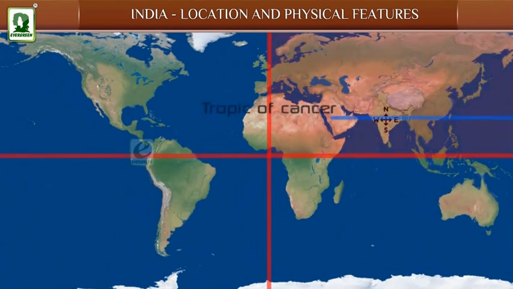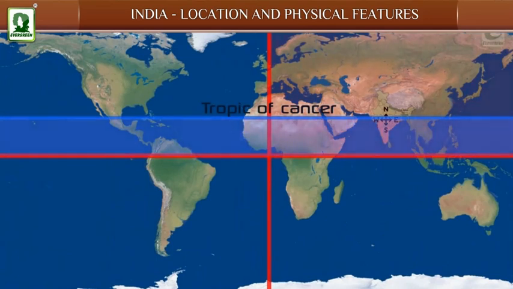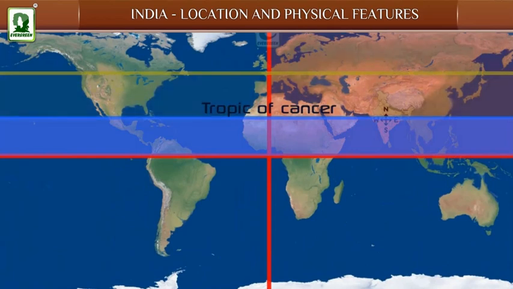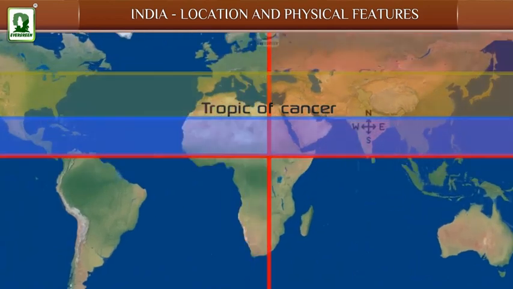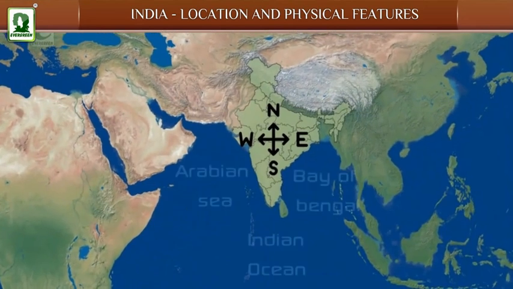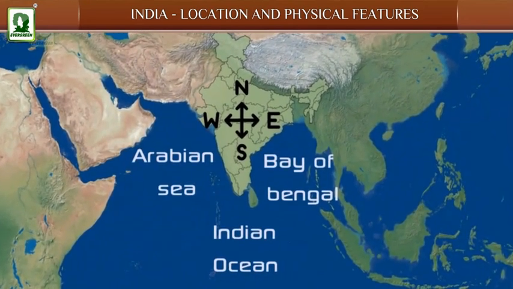The Tropic of Cancer runs almost through the middle of the country, while the southern half of the country lies in the tropical zone. The northern half lies in the subtropical zone. The southern part of India is bound by seas on three sides and is thus a peninsula.